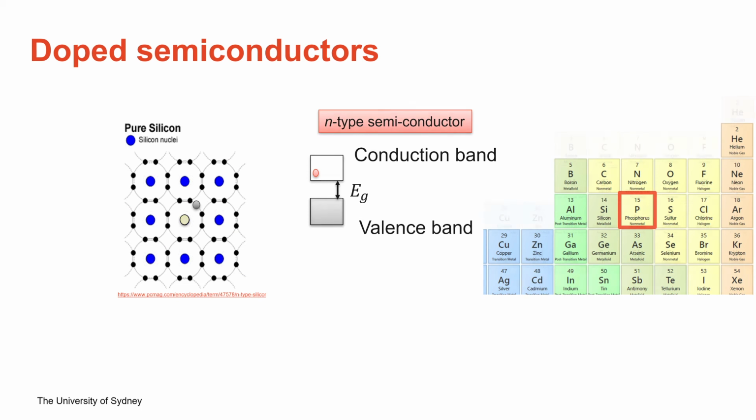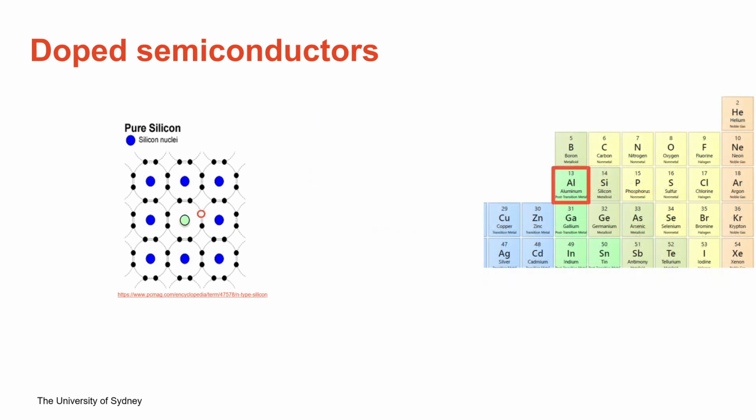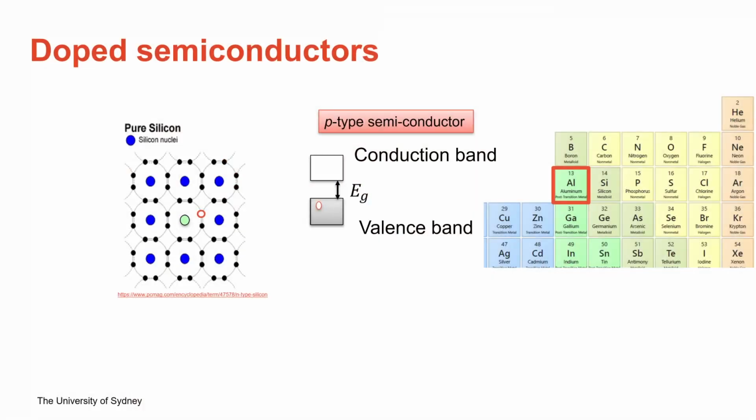You could also replace a silicon atom with an aluminium atom. That's the element right next to it on the other side. It has only 3 valence electrons. So when you put it in the silicon lattice, there's one electron missing. There's one electron not enough to make all the bonds. So there's one electron missing in the valence band, so you have this hole in the valence band. That is called a p-type semiconductor. And in the p-type semiconductor, the dominant charge carriers are actually the holes in the valence band.